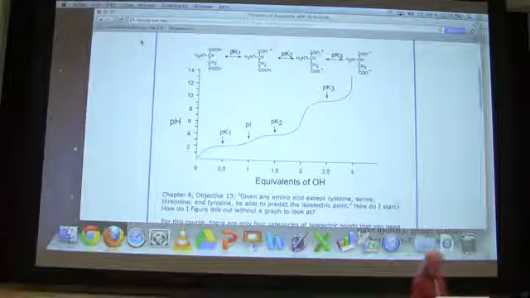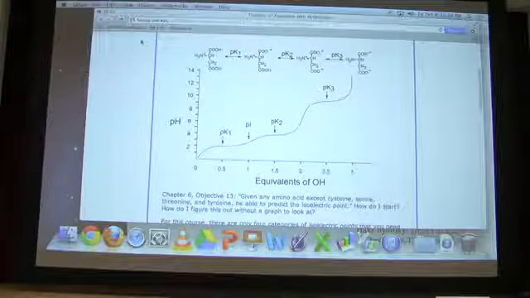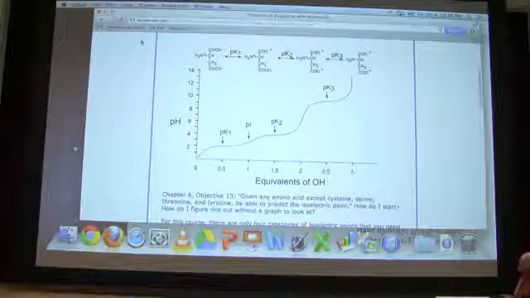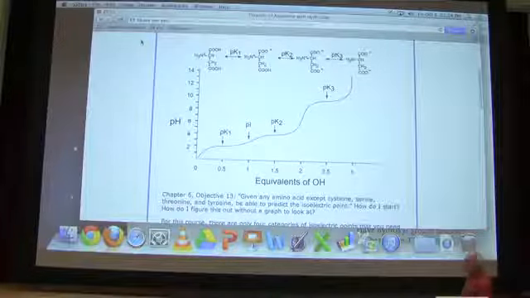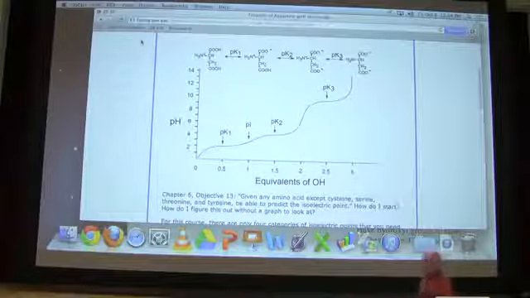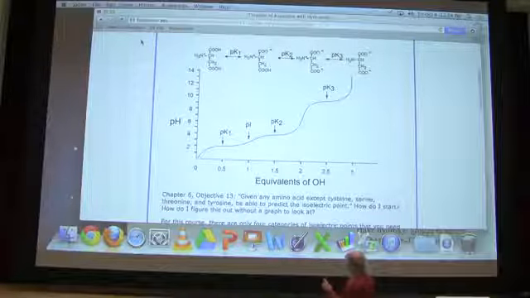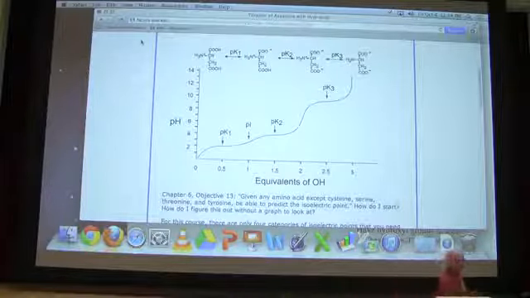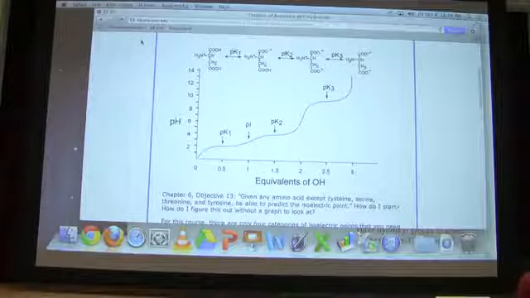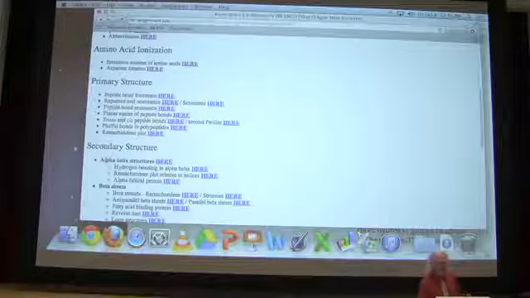Now, this is an amino acid. I picked an amino acid that had 3 ionizable groups. It has an alpha carboxyl, an R group carboxyl, and an alpha amine. Notice that the alpha amine was the last one that had the proton come off because it had the highest pKa value. This is about 9.5, this is about 4.4, and that's about 2.2. So much for the amino acids.